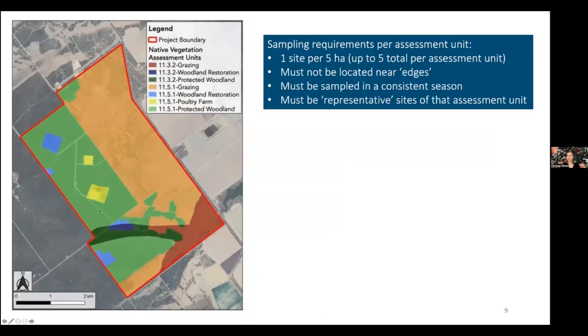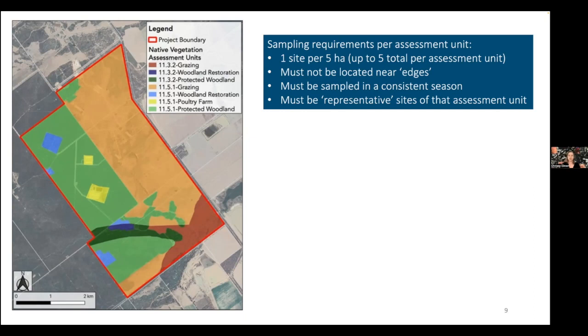So once we've generated our assessment unit map, we then need to identify how many sample sites are required within each assessment unit. And so this method in particular dictates for each assessment unit, you need to have 1 sample site per 5 hectares, but up to a maximum of 5 per assessment unit. And the decision behind that was that this method isn't really designed to be applied at super large scales. And so to keep costs down, we max out the sample sites at 5. However, a proponent is more than welcome to establish more sample sites as they see fit.